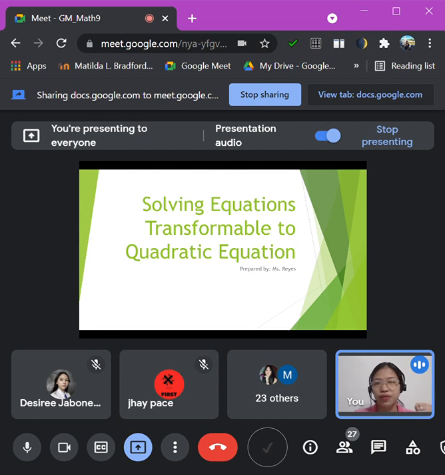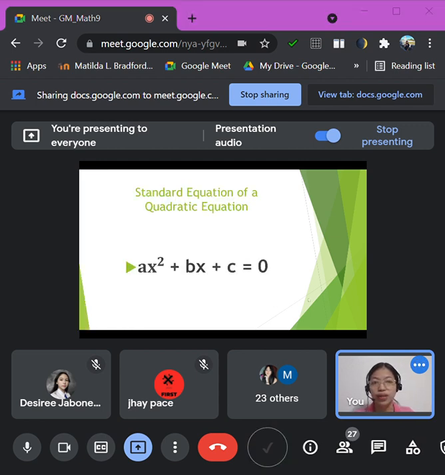You can use the FOIL method. You can also use factoring. You can use all of them. Okay? So the most important thing in transforming to a quadratic equation is that we have to know the standard form of a quadratic equation. As you can see on the screen, that is ax squared plus bx plus c equals 0.